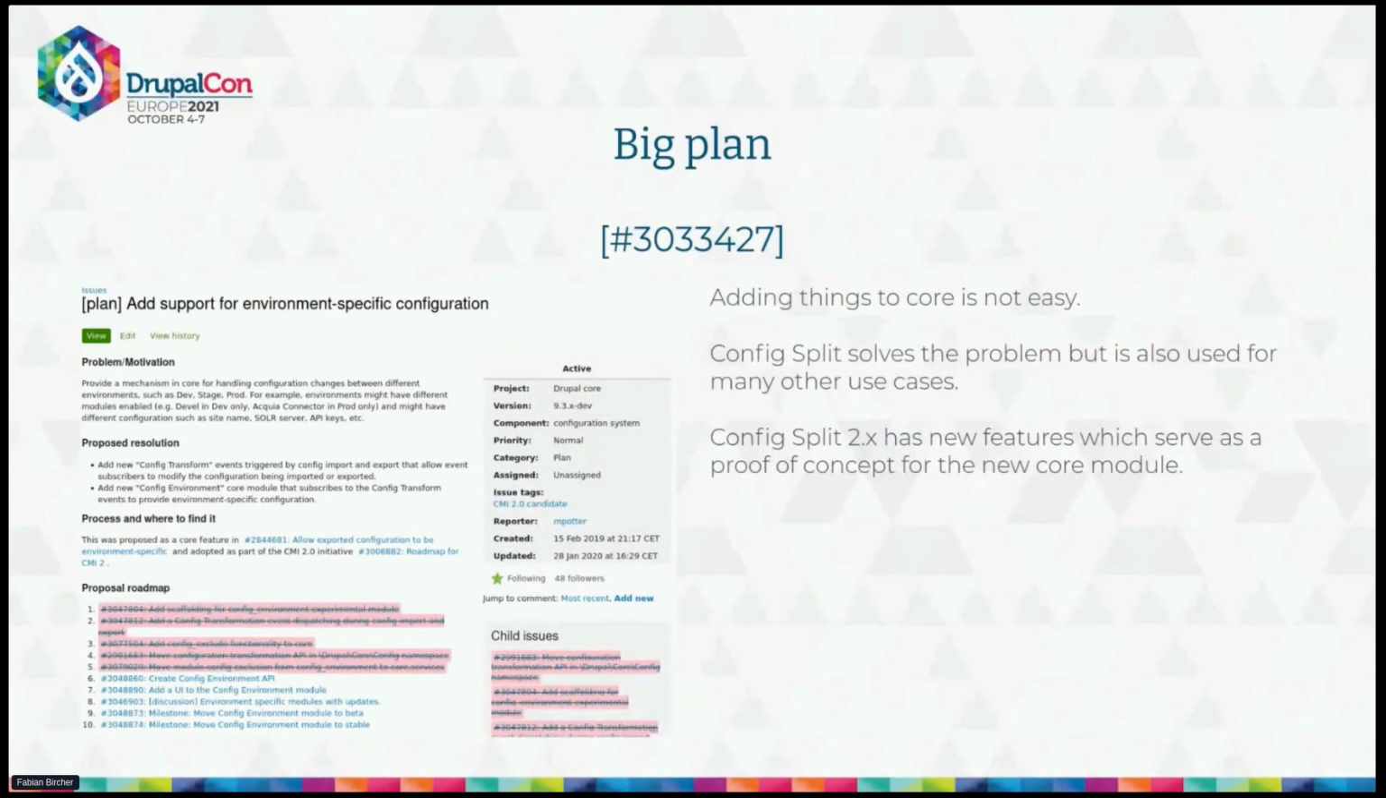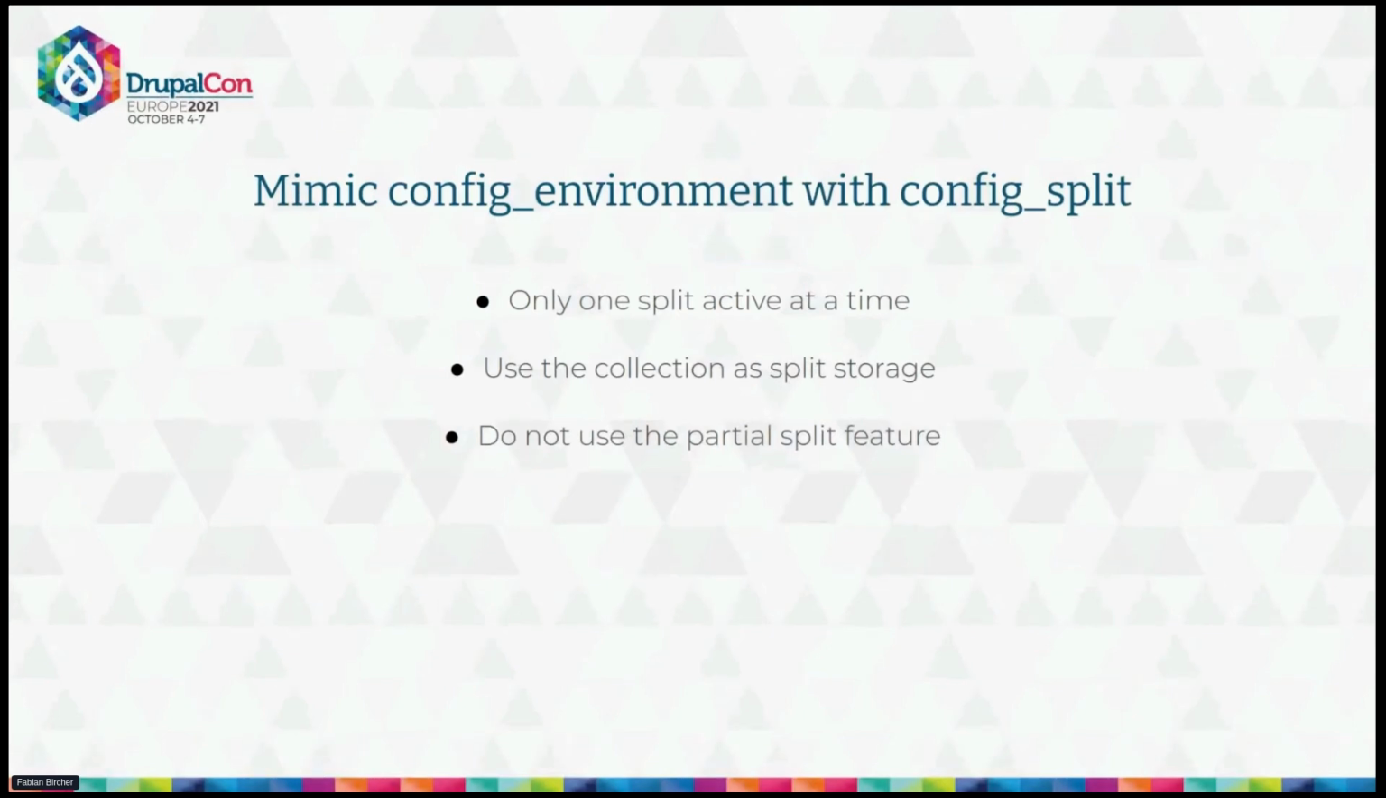But what we can do, and what we did with the config split 2.x, is to add all the new features that this new core module would have to have, and try it out on real sites, to make sort of a proof of concept with config split 2.x for how this should work. And if you want to mimic the config environment with config split, then there's basically only 3 different things that you would do. You would only have one split active at a time.